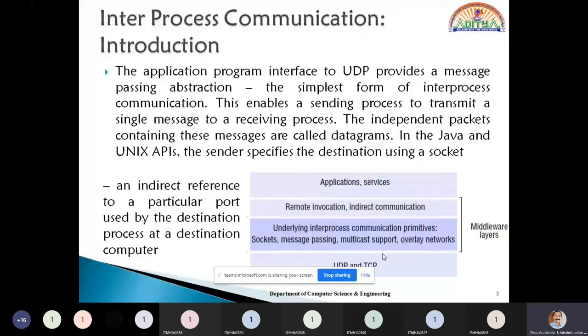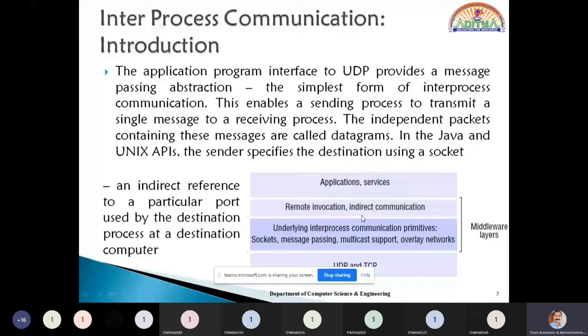You can see in the diagram, we have UDP and TCP at the bottom layer, and there are two middle level layers, which consist of the inter-process communication primitives, sockets, the message passing mechanism, or support for multicasting or overlay networks. And above that, we have the remote invocation and indirect communication. And we have the applications and services at the top.